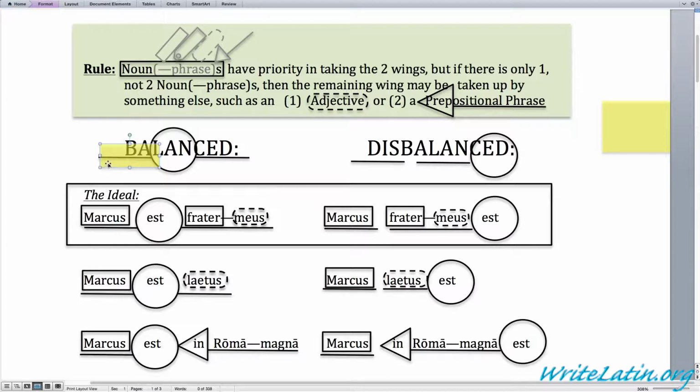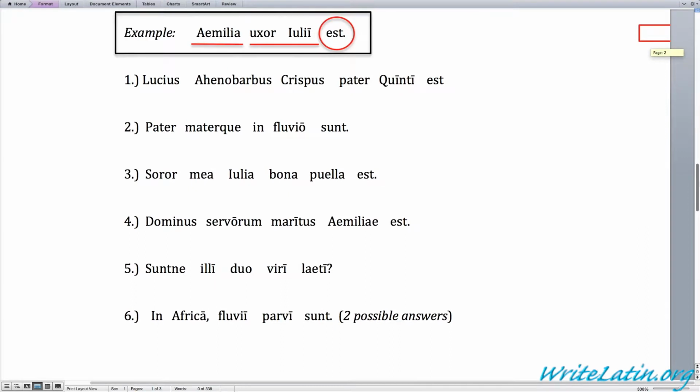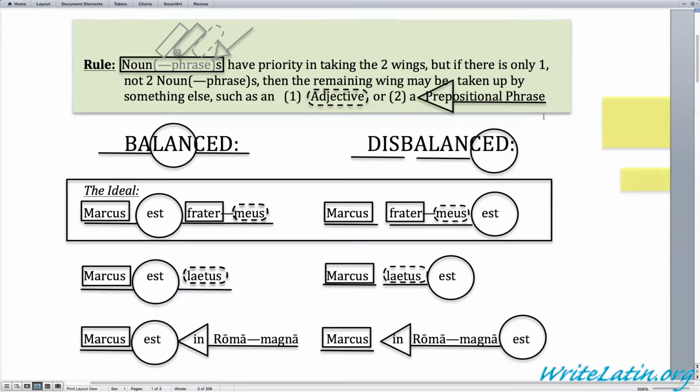When it's balanced, it's easy to see the wings. There's one wing on the left of the verb and one wing on the right. But when it's disbalanced, both wings are on the left and they're hard to see. So we need to work on knowing where the first wing ends and the next wing begins. So here's the rule.